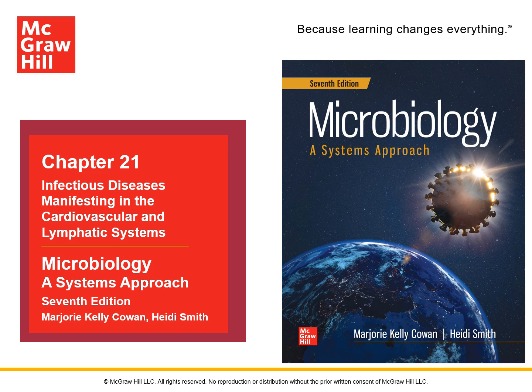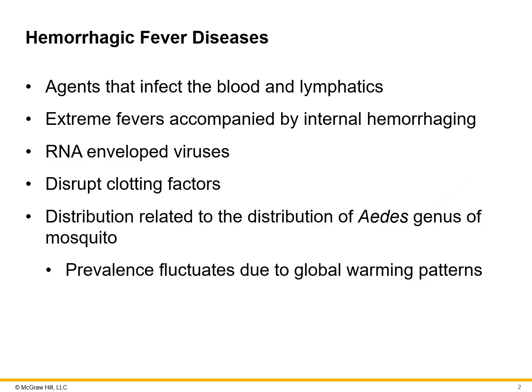Continuing on here in chapter 21, still talking about our cardiovascular and lymphatic diseases. So now we're switching into the difference between hemorrhagic and non-hemorrhagic fever diseases. First of all, hemorrhagic, these are agents that infect the blood and lymphatic vessels. They cause extreme fevers, hence the name hemorrhagic fever disease.